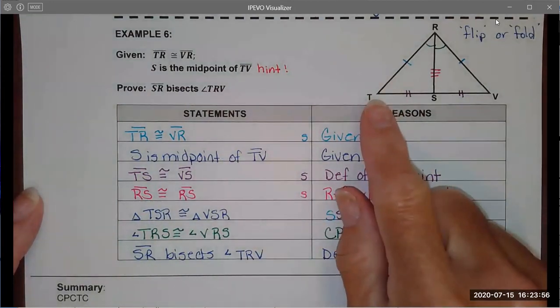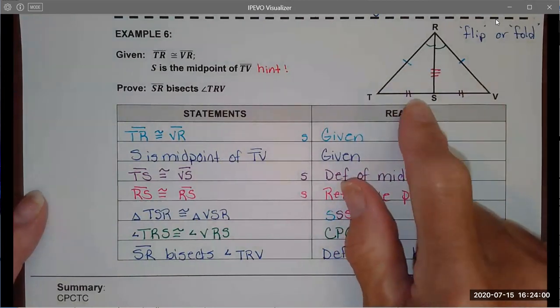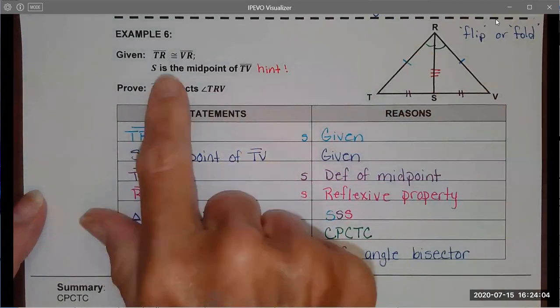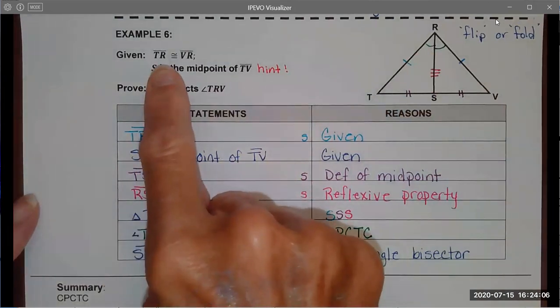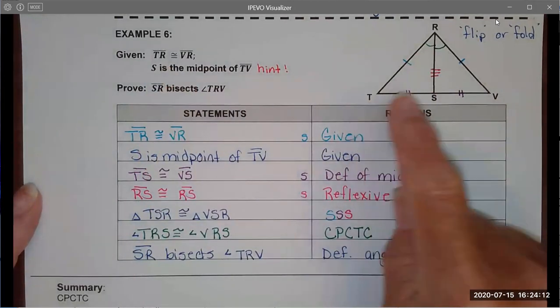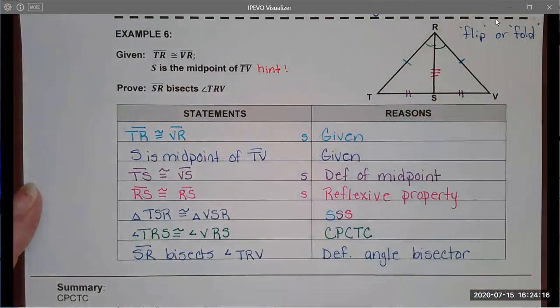First thing I noticed is that this is a flip or a fold. T will correspond to V, RS corresponds to RS, and all that implies. I was given a straightforward congruency. TR is congruent to VR. Love it. I was given a hint, which is a pretty easy hint. TS is going to be congruent to VS because of the definition of midpoint.